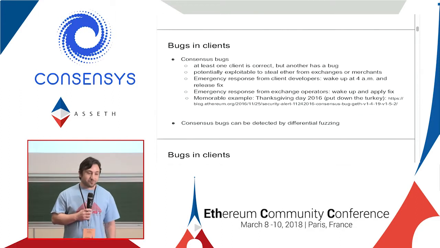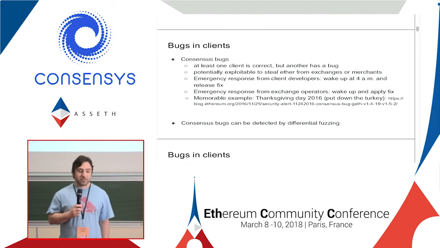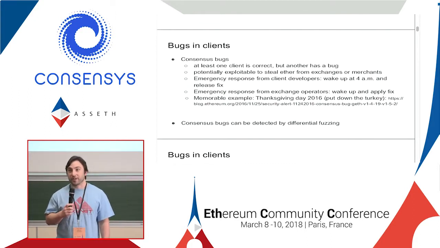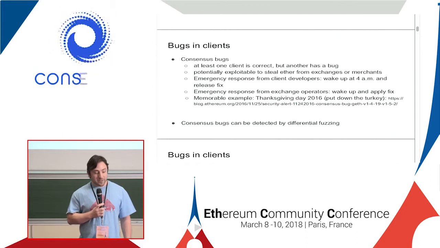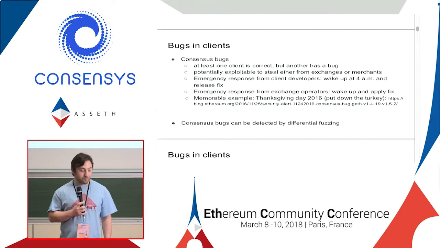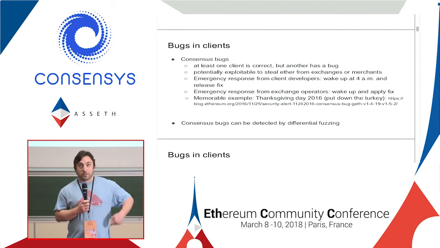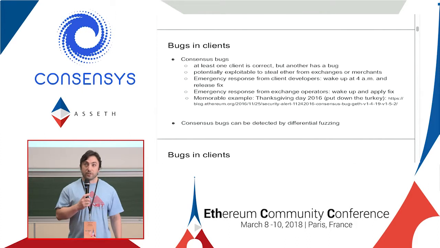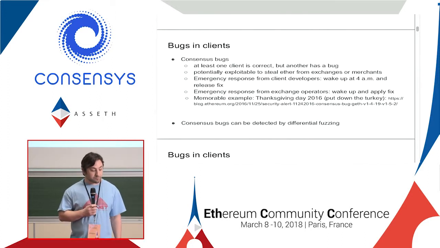because if you're an exchange operator, it could potentially be used to steal Ether from you, and if you're a client developer, then you'll have to wake up in the middle of the night if one of these bugs is found. And this happened in Thanksgiving 2016. And so the next time around, there were some denial of service, some DOS hard forks, Spurious Dragon and Tangerine Whistle.